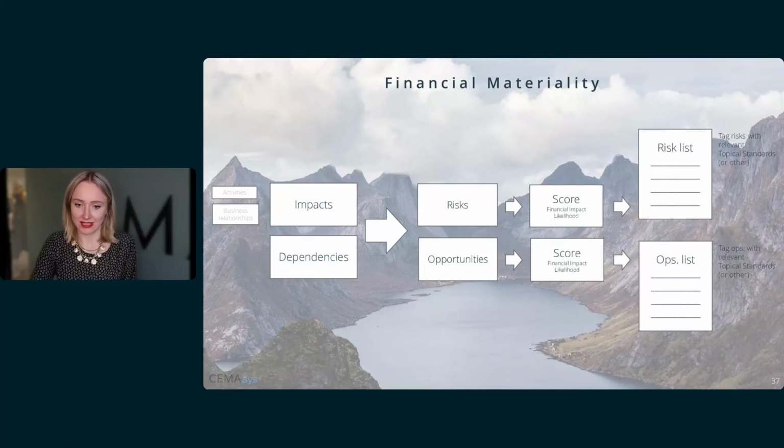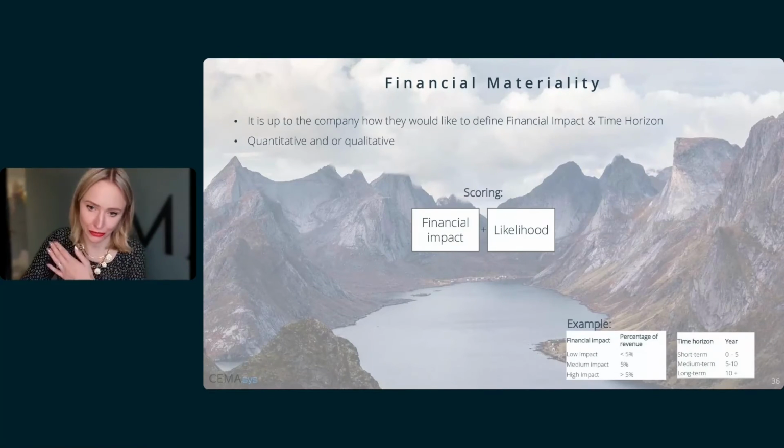All right, so in terms of how we got here, if we look all the way on the left, we can see our old drivers, which we used to establish our impact materiality. You have activities and business relationships, and we have found impacts based on that. In your value chain screening, we've also found dependencies. From there we go and find risks and opportunities connected to this. These will be scored separately, because you need to have a list of both to be able to refer to. And then you will end up with a risk list and an opportunities list, and these will be scored on financial impact and likelihood.